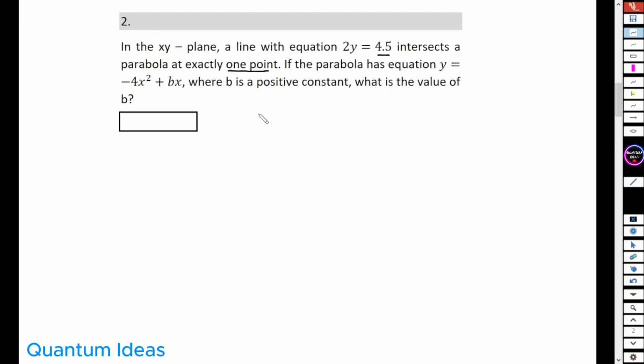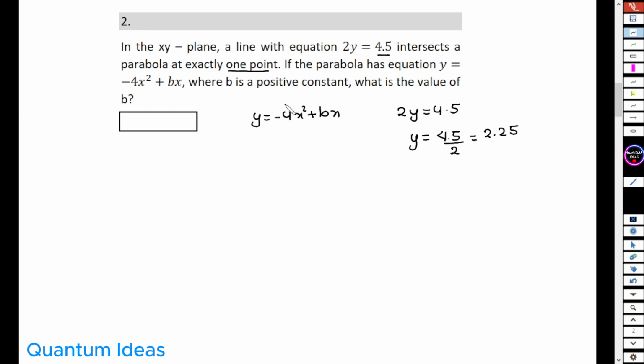So let me write our quadratic equation, that is y equals minus 4x square plus bx, and the question is saying that the line 2y equals 4.5 intersects the parabola at exactly 1 point, that is, only one solution. So y equals 4.5 over 2, right? And we can write this as 2.25. Since this line intersects the parabola, the equation of this line will satisfy the equation of the parabola also.